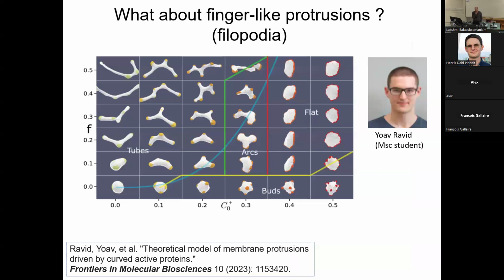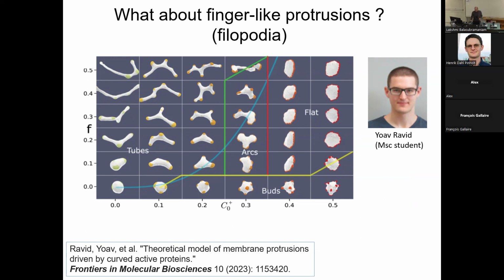So maybe I'll go into the next, maybe one of the last parts. I hope here the movies work because they are nice, I think. So I've shown you that by coupling curved proteins which are protruding outwards with a pushing force, you get spontaneously sheet-like objects. But we know that cells also make finger-like protrusions. So how can our model make them?